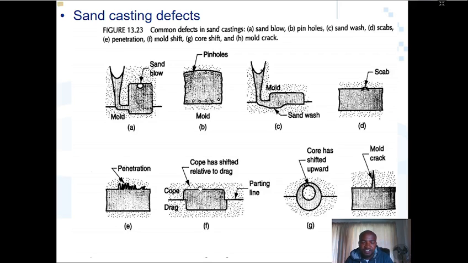And then you have a shifted drag or cope. If you have these two shifted, you will not have an alignment, so you will have that defect there. Core has shifted upwards. Remember with your core you need to do the calculation to determine the density and the weight and the positioning so that you don't have it shifting. In some cases it will shift, and then you have mold crack. If you develop a crack in your mold, metal will go there, and that will be a defect.